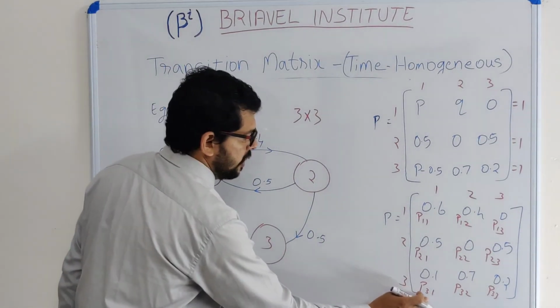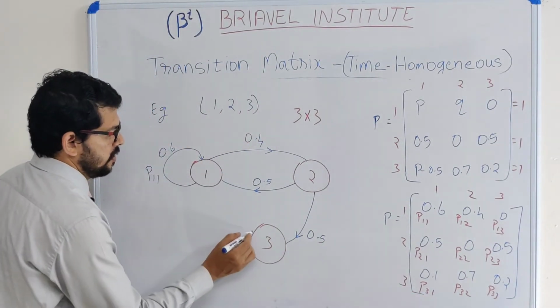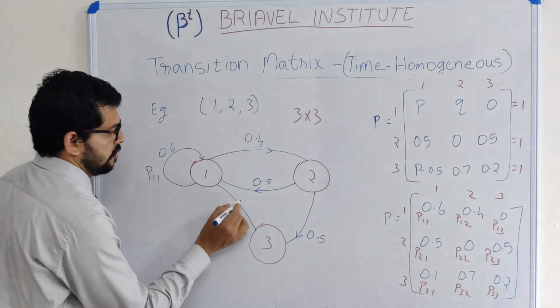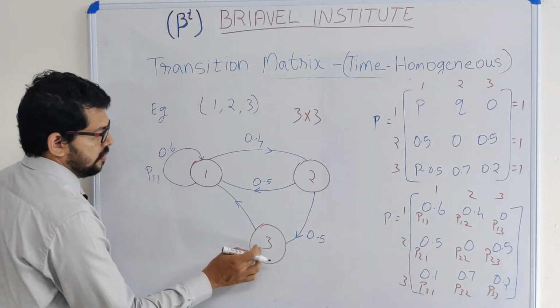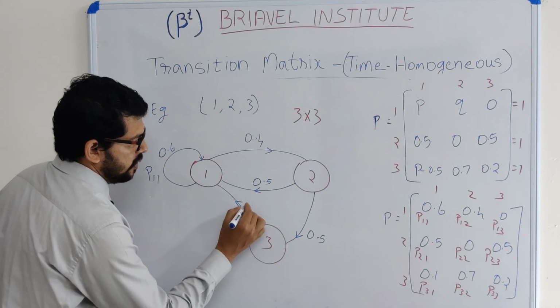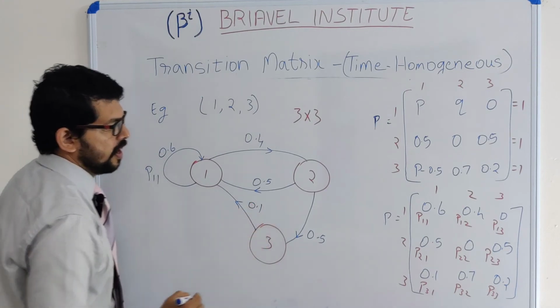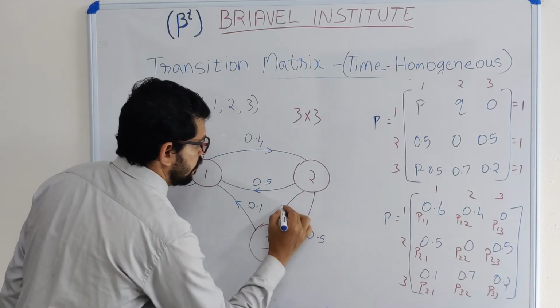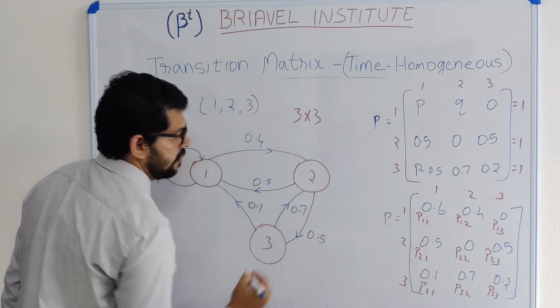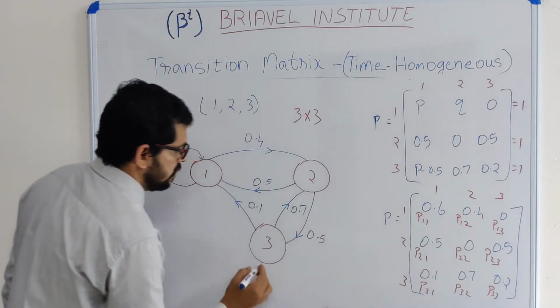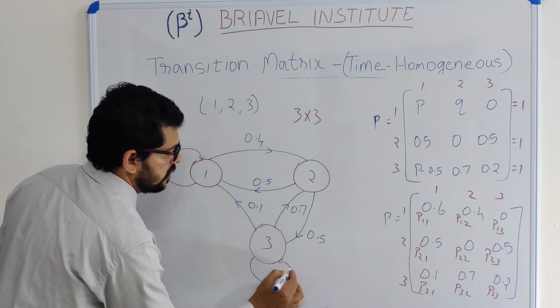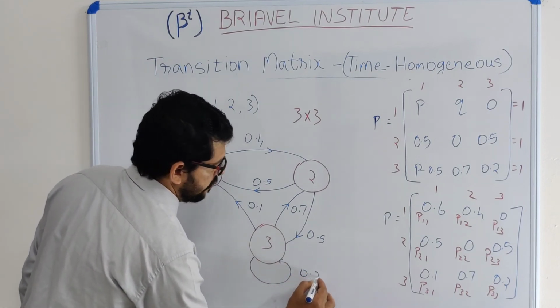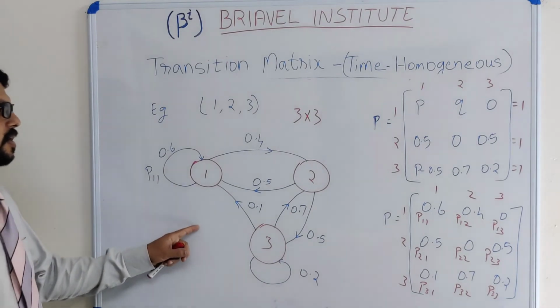Next, P31 is equal to 0.1, P32 is going back at 0.7, and P33 is staying in the same state at 0.2. This is our transition diagram.